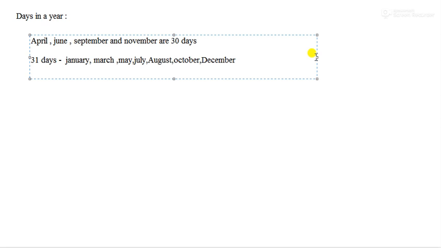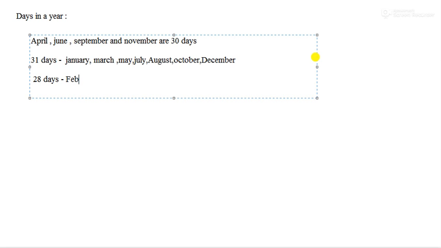Now February has 28 days. So here 28 days, which is the month here? February. So let us add these days. The number of days in each of April, June, September and November is 30. So the total number of days in these 4 months is 30 into 4.